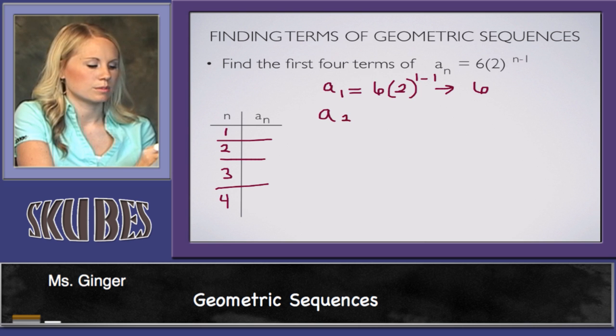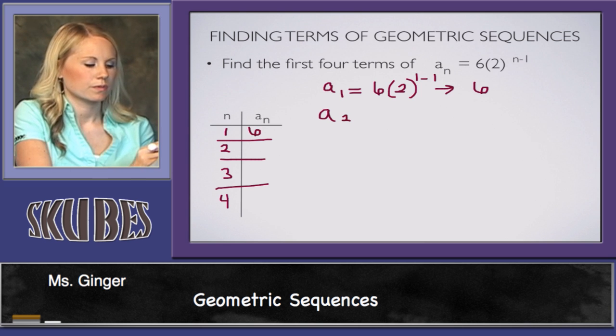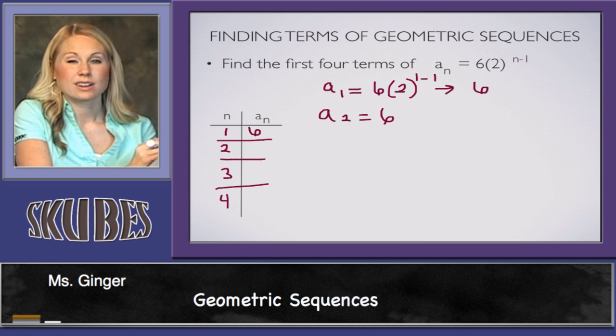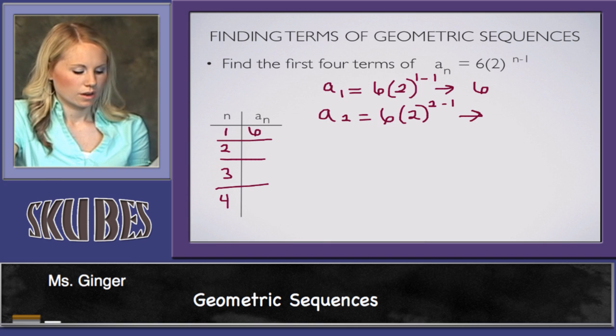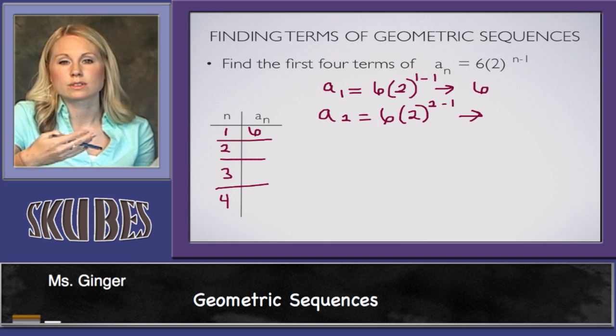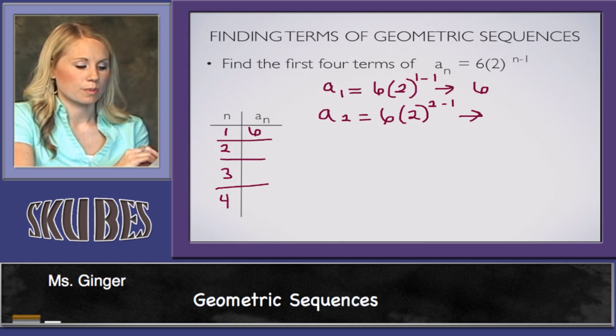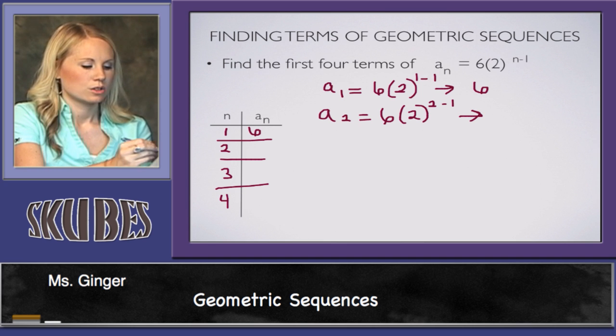All right, a sub 2, and let's fill that out here. I'm going to need to plug in a 2 for n this time, so everything stays the same except for the number for n is changing. All right, 6 times 2 to the 2 minus 1. I've got to do this in the correct order, so I've got to do the power first. 6 times 2 to the first, so that's going to give me 12.